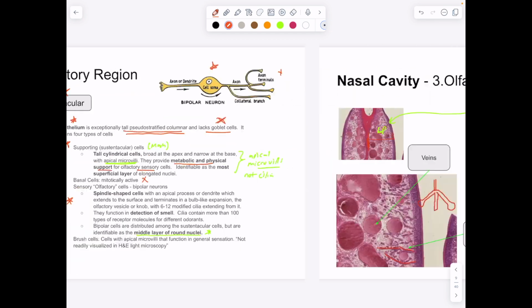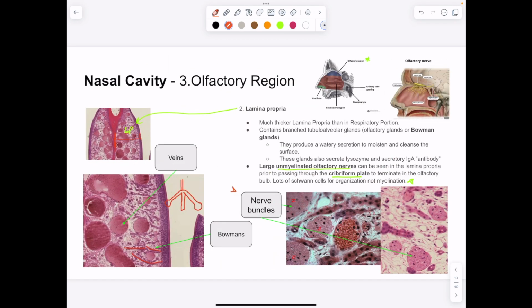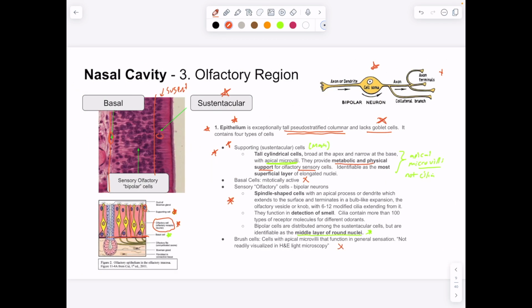All right, and so once we're past the epithelium now, we're going to look at the lamina propria, and we're going to see we have these nerve bundles. All right, so brush cells, again, are not easily visualized. They have microvilli, so you can't really see them, but we see our basal cells here, which look a little bit like cones, and they rest on the basal membrane.